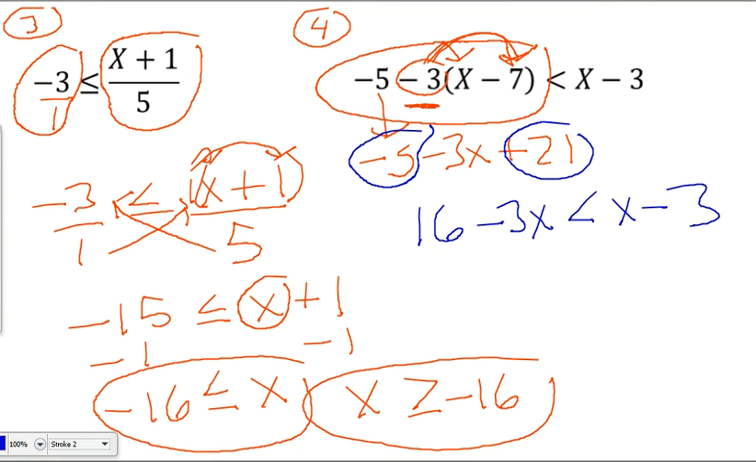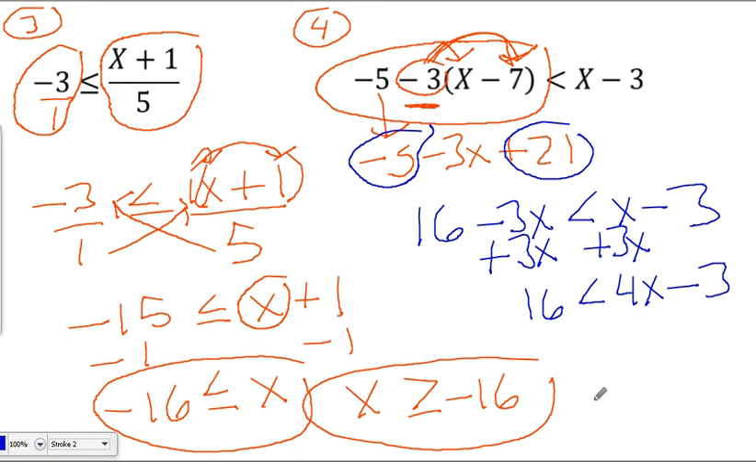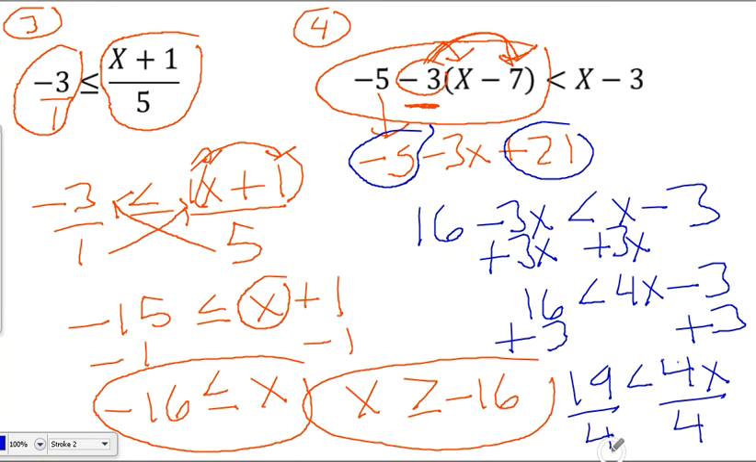Okay, now from there, we want to get these two terms that have the same variable to be on the same side. We can do that by either adding 3x to both sides or subtracting 1x. It's your choice. This leaves us with 16 is less than 4 times x minus 3. And now we've just got an easy two-step equation to solve. We get rid of the minus 3 by doing a plus 3. So 19 is less than 4 times x. From there, we divide by 4 on both sides.